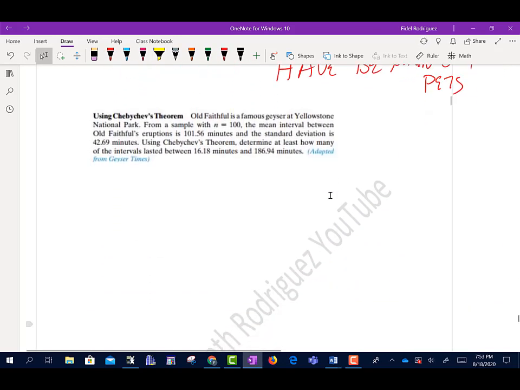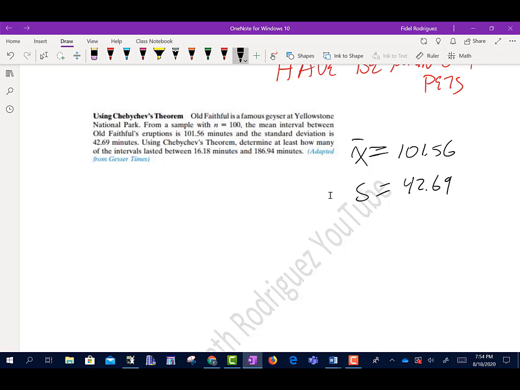All right. Let's do the same thing for the next one here. It says, using Chebychev's theorem, Old Faithful is a famous geyser at Yellowstone National Park. From a sample with n equals 100, the mean interval between Old Faithful's eruptions is 101.56 minutes. Okay, so let's write that down. X bar is going to be 101.56. Okay, standard deviation is going to be 42.69. We're trying to figure out at least how many of the intervals lasted between 16.8 and 186.94.